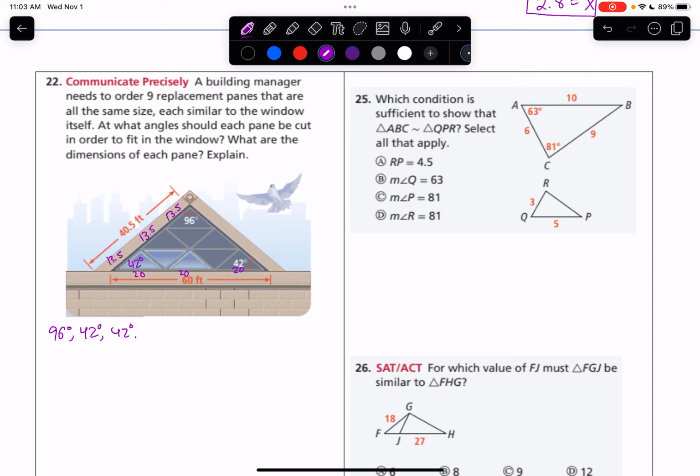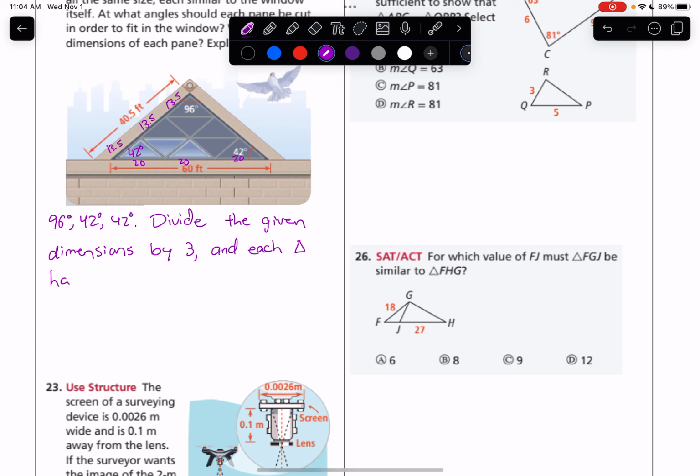We said divide the given dimensions by 3. And each triangle has base 20 and congruent sides 13.5.